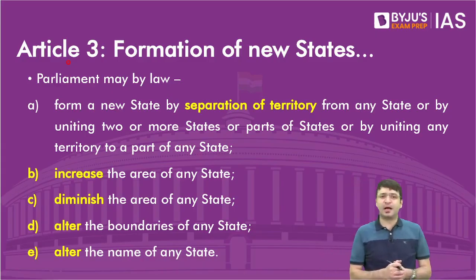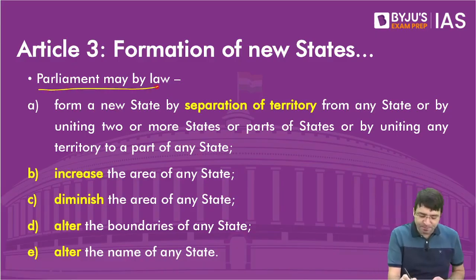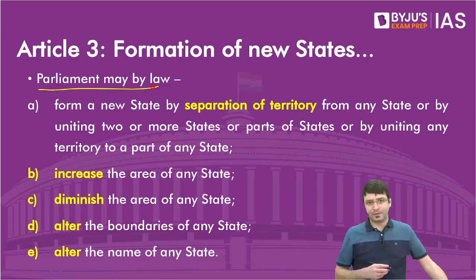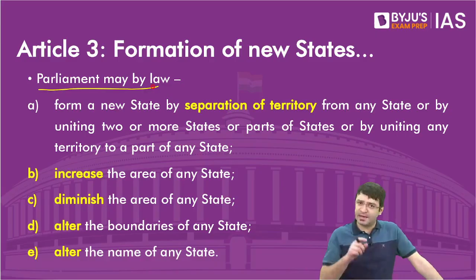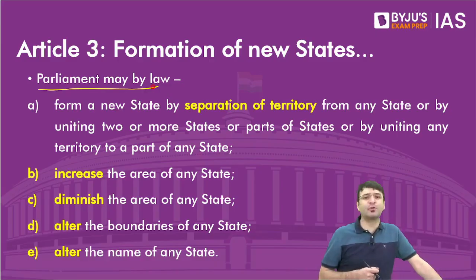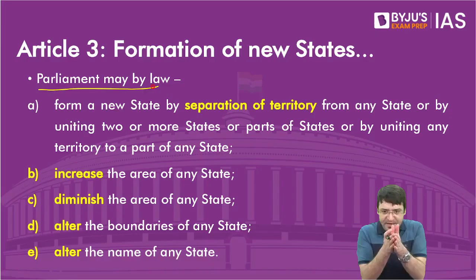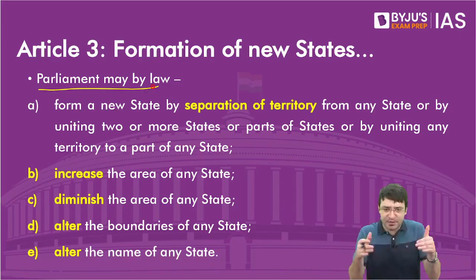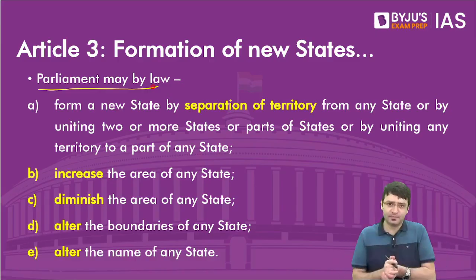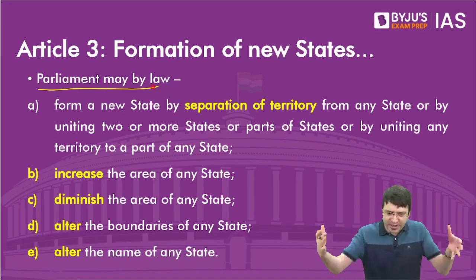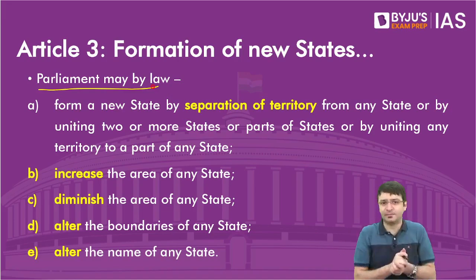Now let's look at Article 3 of the Constitution. Parliament may, by law. What can Parliament do? It can pass a law. Through this law, what can Parliament do? It can bifurcate a state. That means one state can be split into two or more. Two or more states can be merged to create one state.